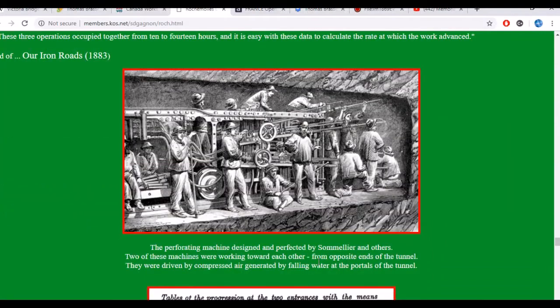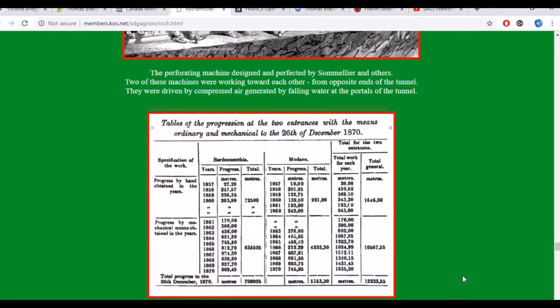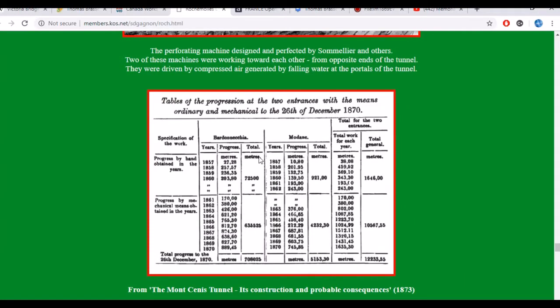So this is the machine that they say they invented for the tunnel. It's a perforating machine, designed and perfected by Sommeiller and others. Two of these machines worked towards each other from opposite ends, and they were driven by compressed air generated by falling water at the portals of the tunnel, bearing in mind they're digging through bedrock. And these are the tables of the progress.